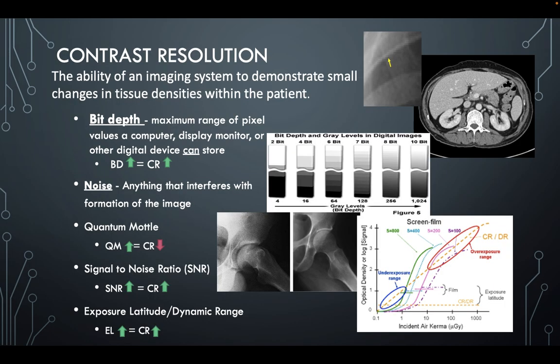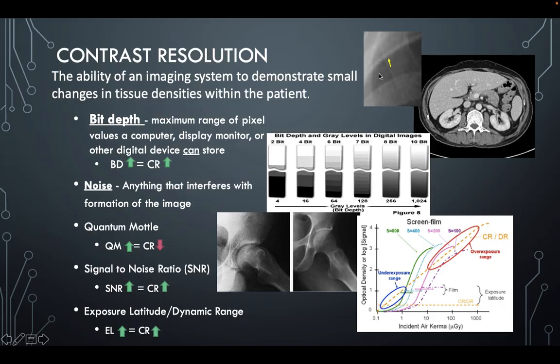Contrast resolution is the ability of an imaging system to demonstrate small changes in tissue densities. Now, you'll notice that I've used this picture multiple times. The first time I used it, I was talking about spatial resolution because you can actually see the individual pixels in this image. So you can actually see the matrix here.